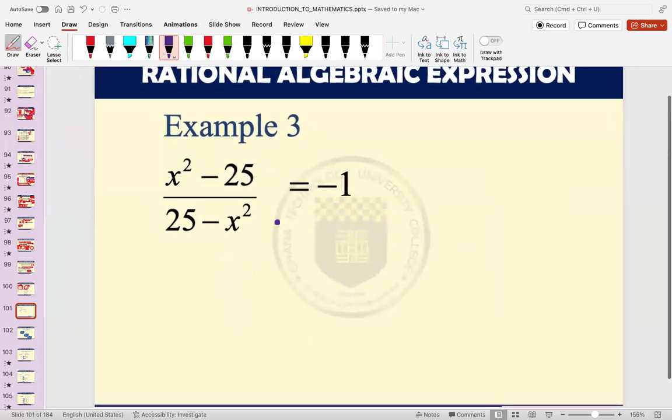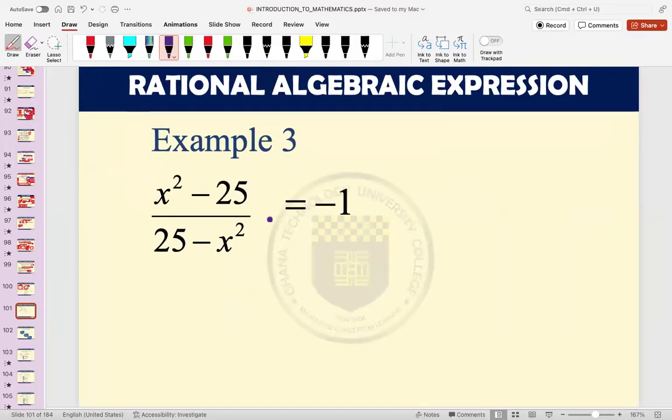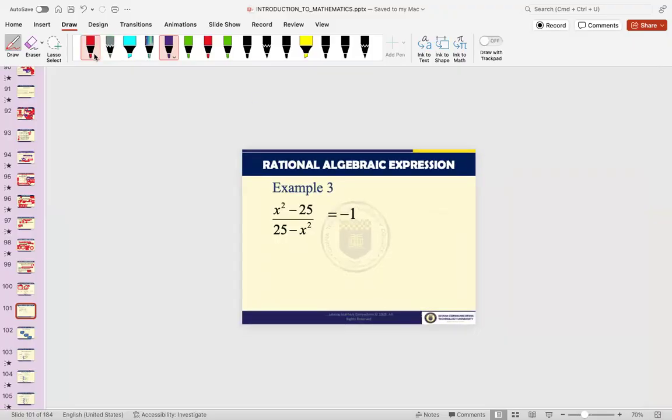Now let's look at a second example. The second example says you have x squared minus 25 divided by 25 minus x squared. Let's see how this one will work out for us to have our results. Let me write it up and then we work it together. x squared minus 25 divided by 25 minus x squared.